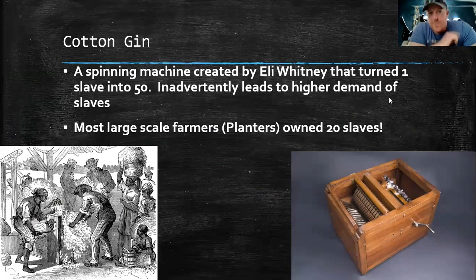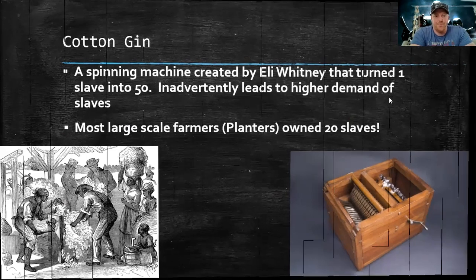All right. Now, most of the large-scale farmers, we call them planters. So that's one of your vocab terms. Most of the large-scale farmers, or the planters, owned 20 or more slaves. Okay, this machine turned 1 slave into 50, and it inadvertently leads to a higher demand for slaves.